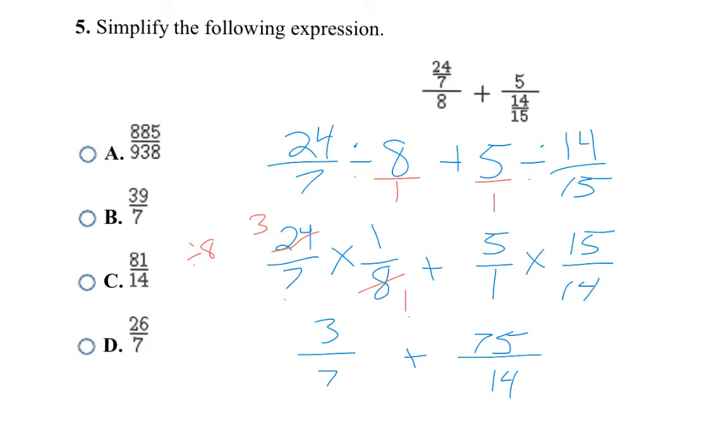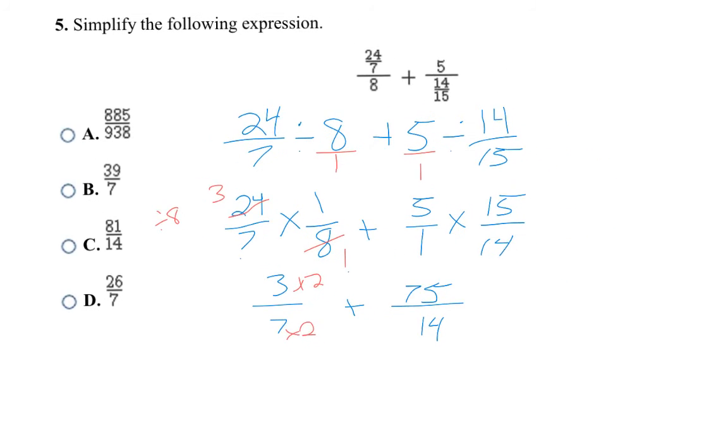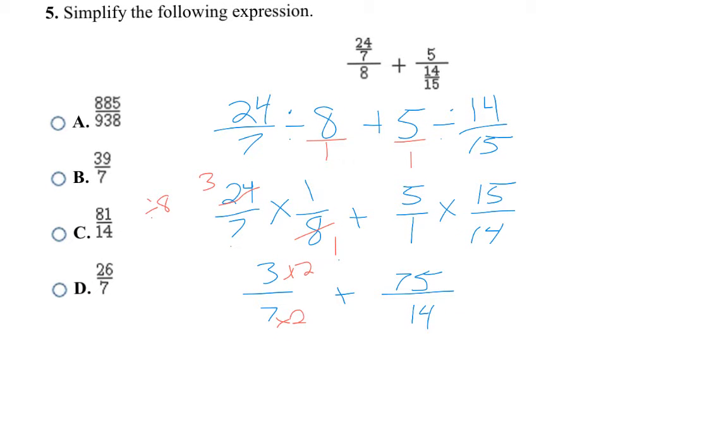Now, I just have to finish by adding these two fractions. When you add fractions, you need common denominators. So here I have a 7 and a 14. And the multiple that they have in common is 14. So I'm going to take 7 times 2 to get 14. And then whatever I do to the denominator, I also have to do to the numerator to keep them equivalent. So 3 times 2 is 6. And 7 times 2 is that 14 I wanted to get. And I'm going to add that to 75 over 14.